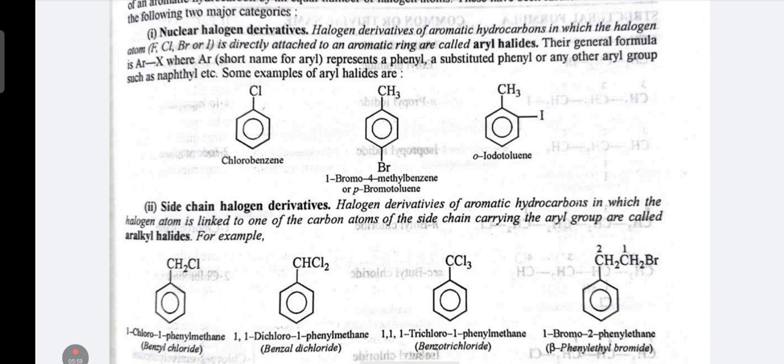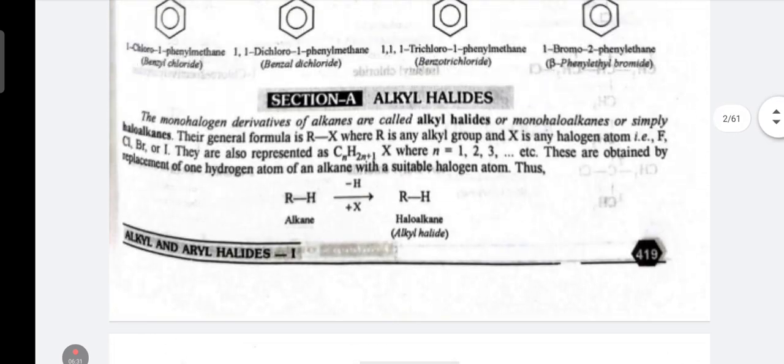ortho-iodotoluene. Now we will discuss the second type of aryl halide, that is side chain halogen derivative. Halogen derivatives of aromatic hydrocarbon in which the halogen atom is linked with one of the carbon atoms of the side chain carrying the aryl group are called aralkyl halides. Some examples are here: 1-chloro-1-phenylmethane, 1,1-dichloro-1-phenylmethane, and some more examples are there.